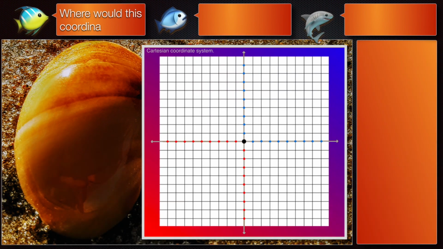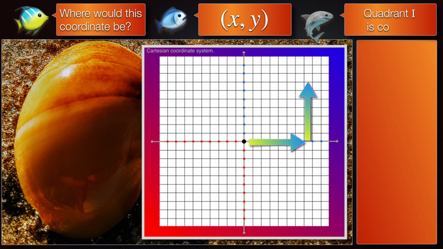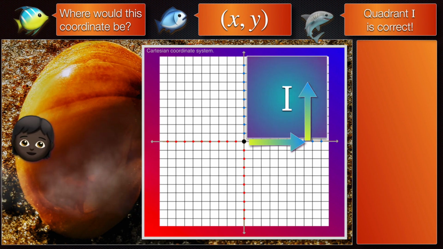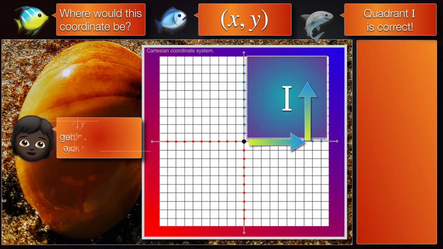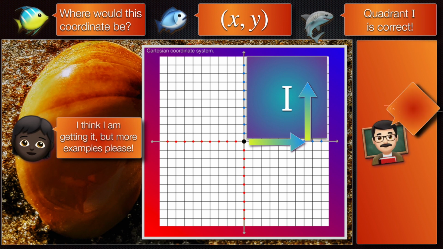There's our system again. Where would positive x and positive y be? Positive to the right of the origin. Positive on the y-axis is up, and that looks like quadrant 1. Okay, let's see what it looks like on our next example.